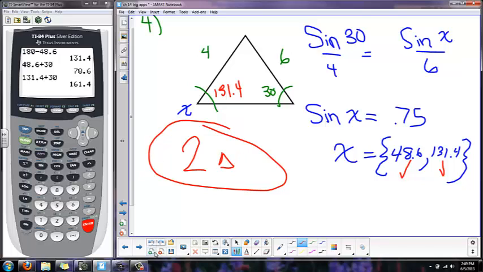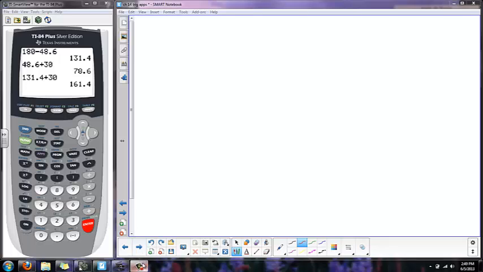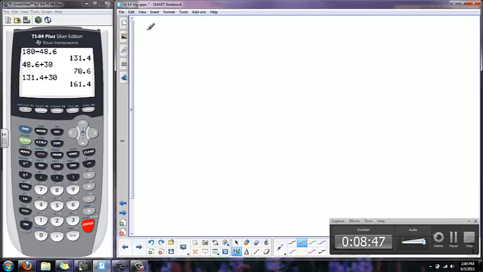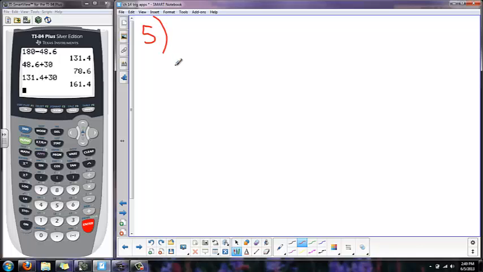All right, let's do number 5 together. Number 5. 2 sides of a triangular pool measure 16 feet and 21 feet. The included angle measures 58 degrees, and the included angle is the one that's included in between them like that. So that's 58 degrees. I don't know who on earth has a triangular shaped pool, but that's fine. What is the area of the pool to the nearest tenth of a square foot?